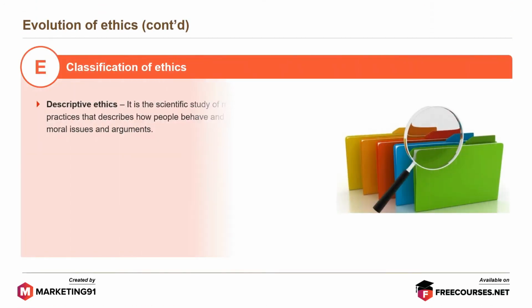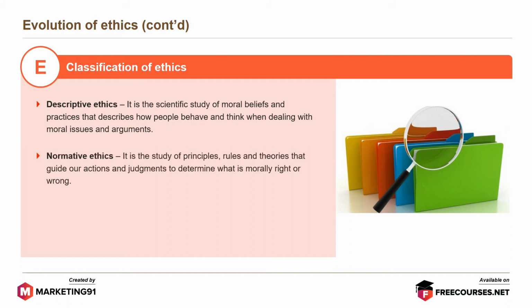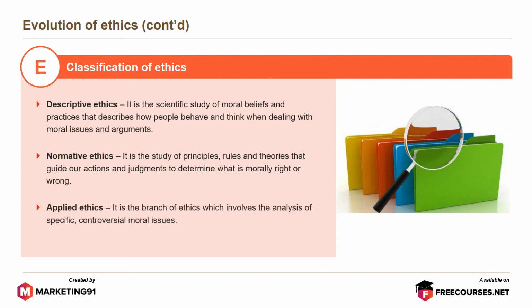Classification of ethics. Descriptive ethics. It is the scientific study of moral beliefs and practices that describes how people behave and think when dealing with moral issues and arguments. Normative ethics. It is the study of principles, rules, and theories that guide our actions and judgments to determine what is morally right or wrong. And applied ethics. It is the branch of ethics which involves the analysis of specific, controversial moral issues.